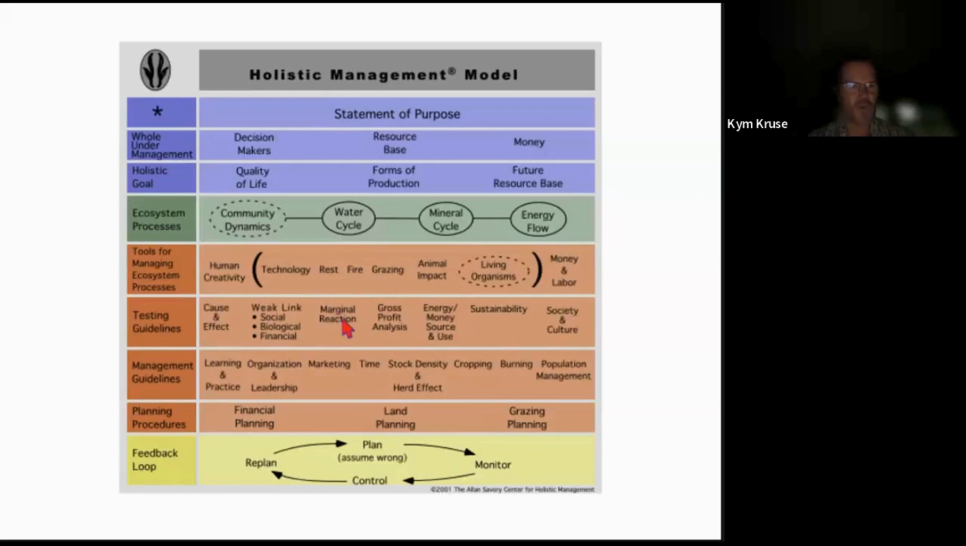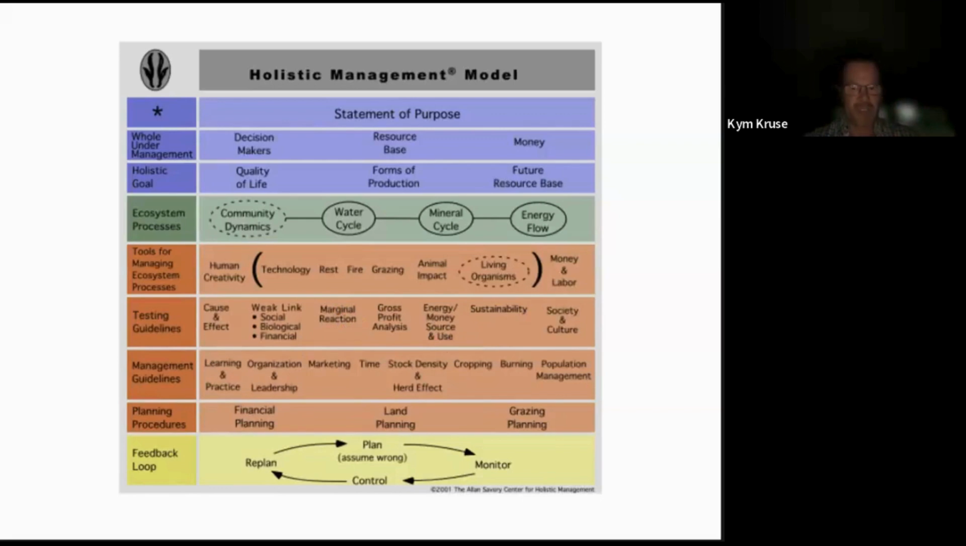Marginal reaction is always a really important one, because what's going to give me the most bang for my buck? Is this decision I'm about to make actually going to get me a return on my investment? The example I'll use is erosion. A huge amount of money could be spent fixing erosion issues, but what's the actual return on the investment? Is it going to give you back the money that you've spent?